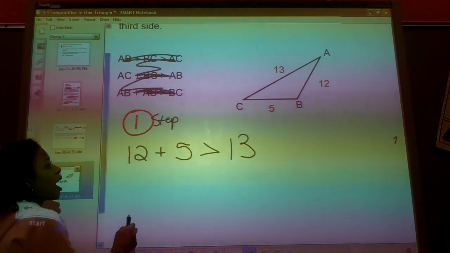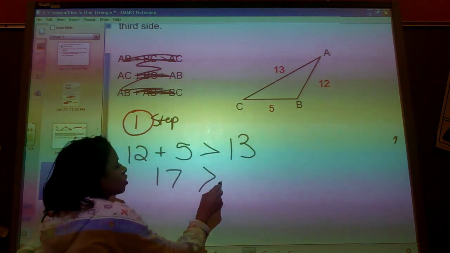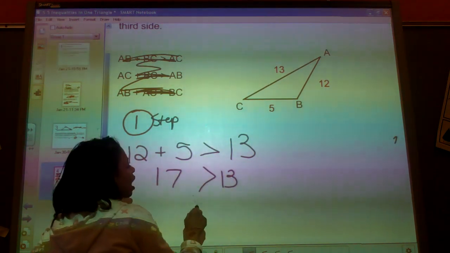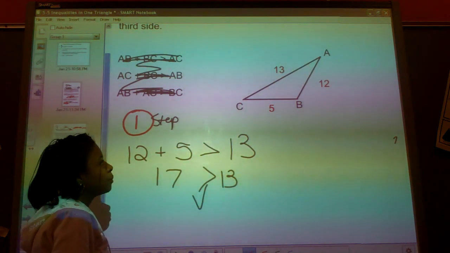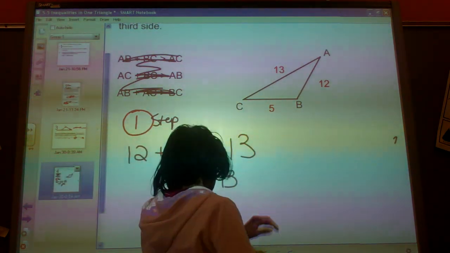Again, 12 plus 5 is going to be 17. It's greater than 13. This checks out. So far, this is a triangle. Okay? Let me check the next two sides.